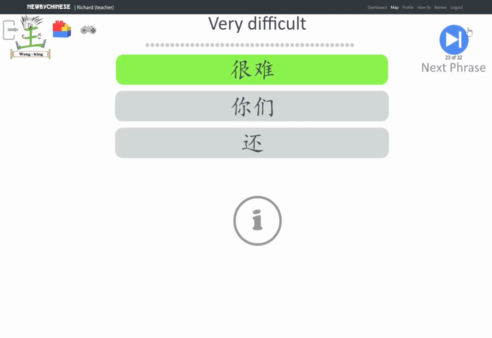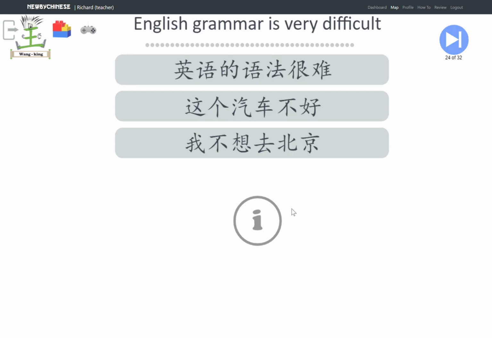Very difficult. And so on and so on. English grammar is very difficult. So instead of completely panicking, they're looking for this emoji, or this character within a phrase, and they can recognize it. And as they go, we can build up their ability to recognize more and more of these characters. So their fluency in Chinese gets more and more able.